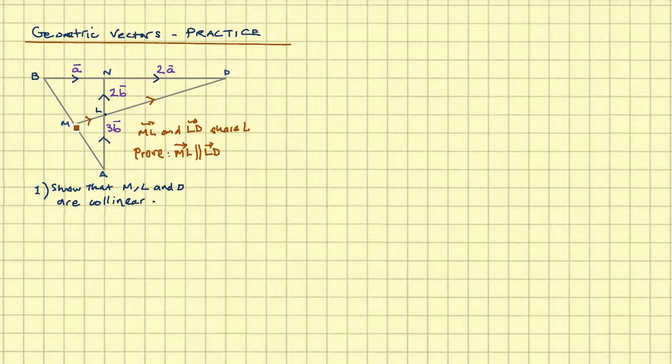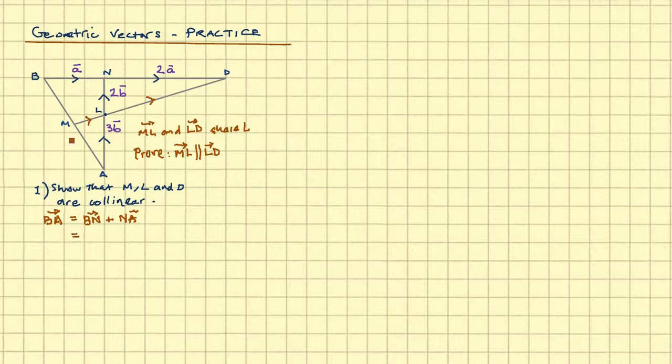Okay, so from M to A, there's no vector where we can easily do that, but what we do know is B to A. So I'm going to start with B to A, which I know I can get to via this route here, B to N plus N to A. Okay, so now I can write B to A, and again pause the video and give it a go.